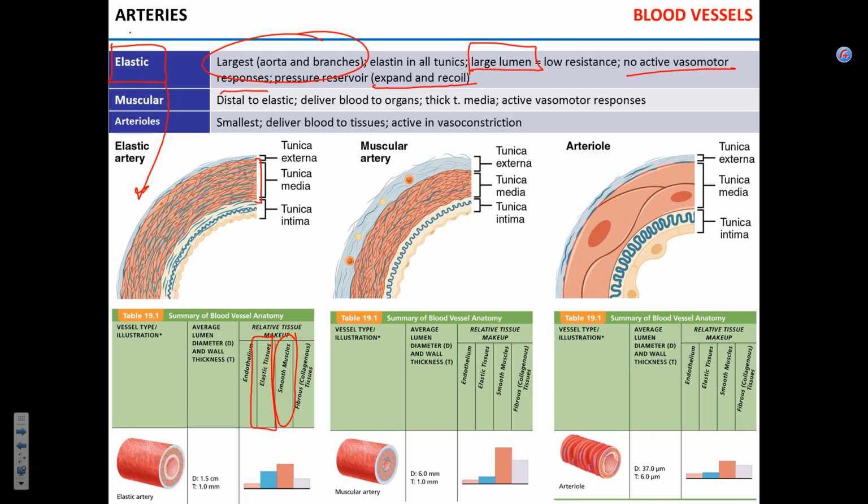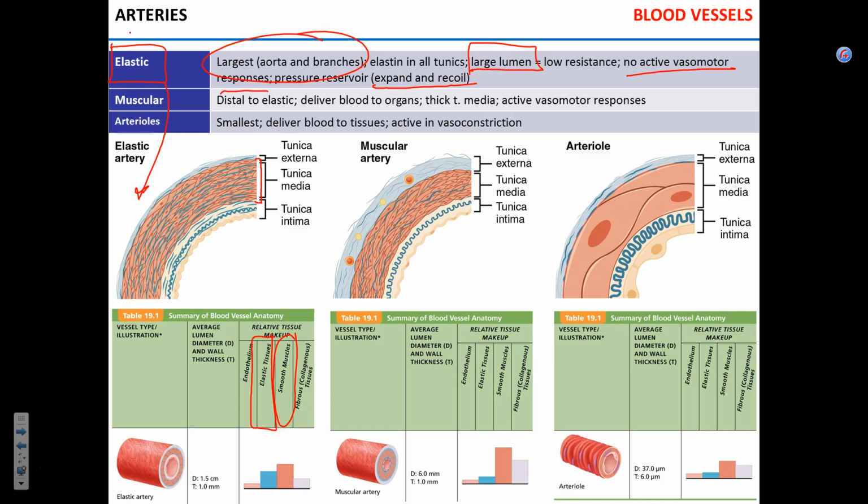Do you understand the word vasomotor response? Vasomotor refers to the ability of the blood vessels to constrict or dilate. And it makes perfect sense that the largest arteries can neither constrict nor dilate. Think about the possible consequences of common carotid artery constriction. It will basically shut down the blood flow to half of your brain. Does that make sense? So yeah, no vasomotor response.